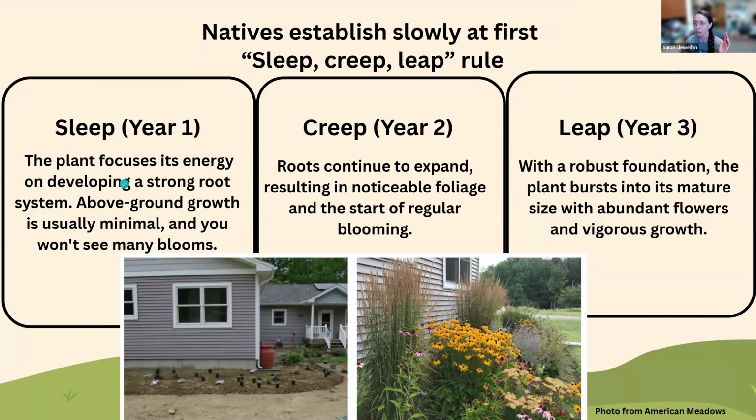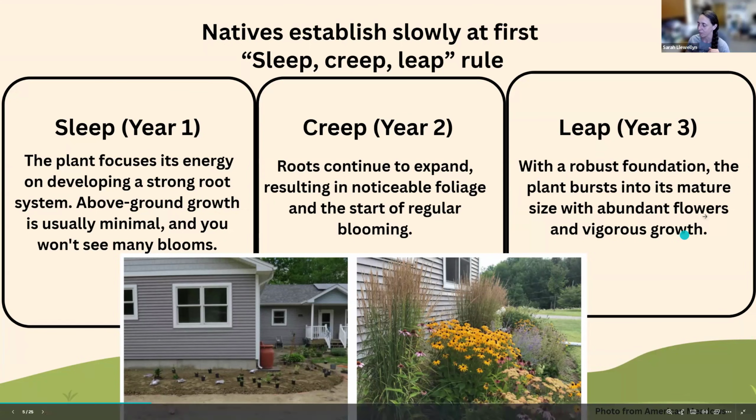So year one, they're really focusing on their root system. So the top's going to look small. Year two, it's going to look a little bit larger. You might get a little bit more foliage and maybe some blooming. But by year three is really when you're going to notice that the plant looks like what it's supposed to look like, which is what you maybe were lured in by, the beautiful packaging, like the seed pack. So you can see the difference here.